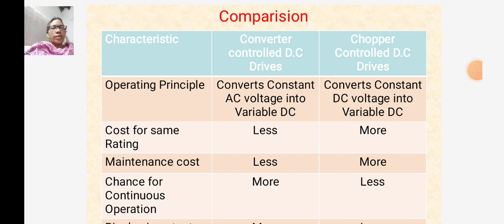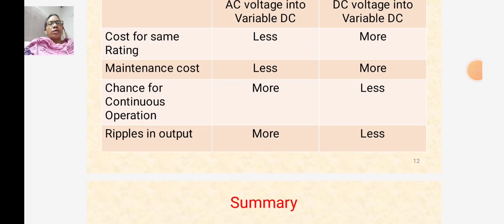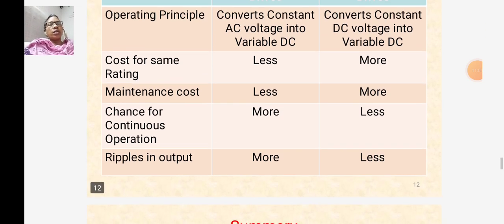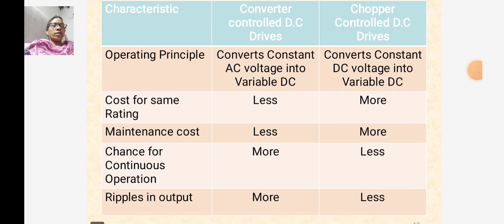Cost for the same rating in a converter is very less and the chopper is more. And also the maintenance cost for the converter is less, for the chopper is more. And chances for continuous operation, the converter works more and the chopper is less continuous operation. And also ripples in the output are more in converters and less in the chopper.